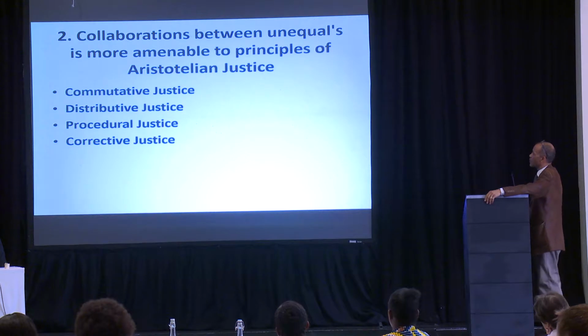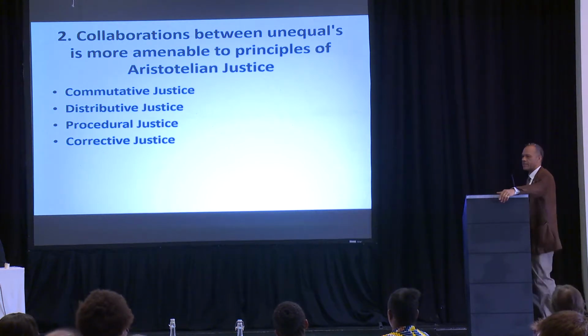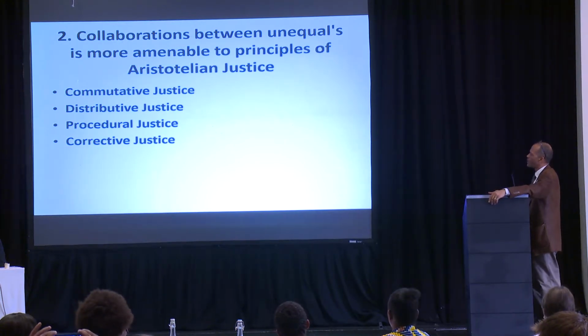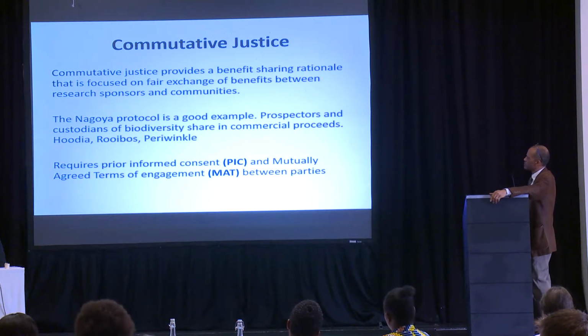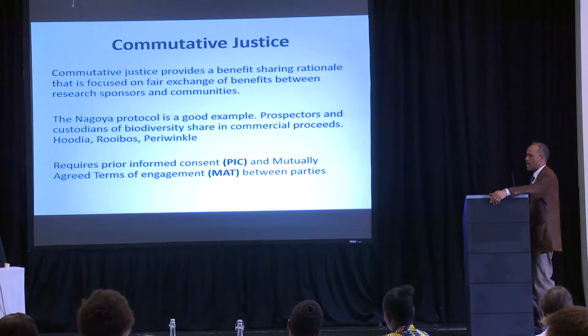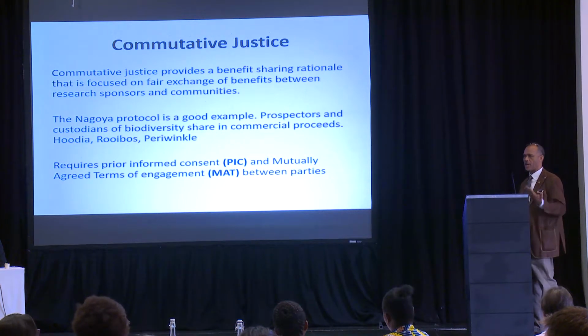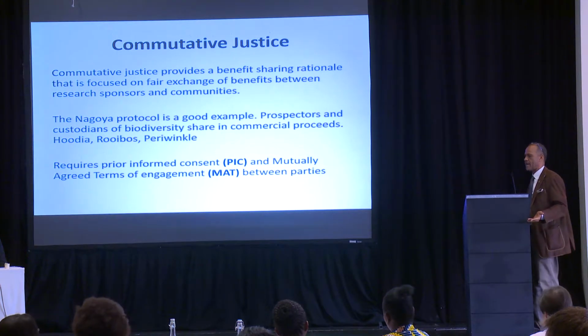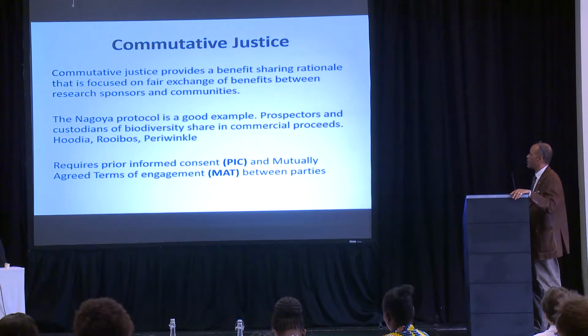So, the second type of collaboration is between the developed world and the third world, like us in Africa. And that's more amenable to the principles of the Aristotelian justice systems, where we talk about different kinds of justice. We talk about commutative justice, distributive justice, procedural justice, and corrective justice. So what is commutative justice? That simply says, I give you something, but I engage in mutually agreed terms of engagement. In other words, I give you a plant from Africa, you take it and you bioprospect it, you sequence it. If you generate anything and there's a commercial product, then we're going to share it. That's simply what commutative justice talks about, and it requires prior informed consent.